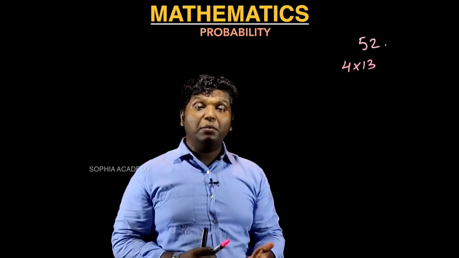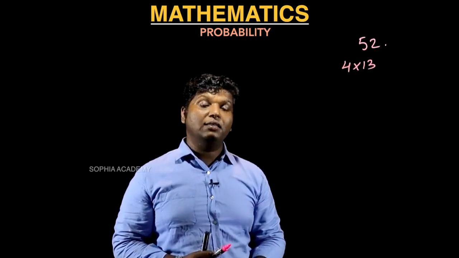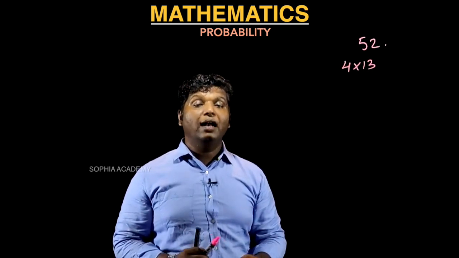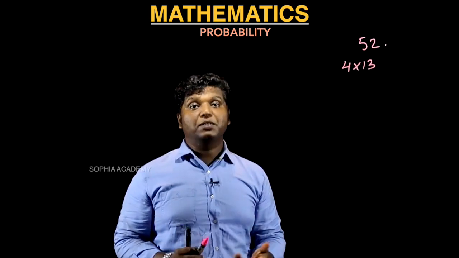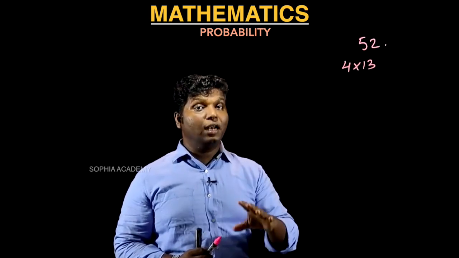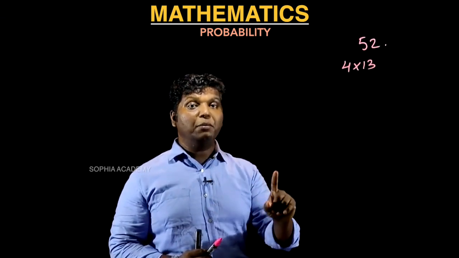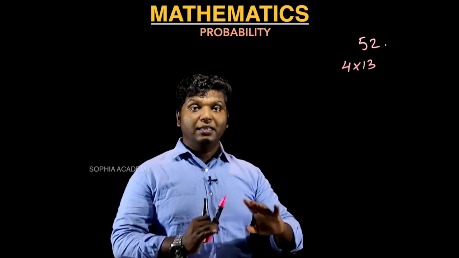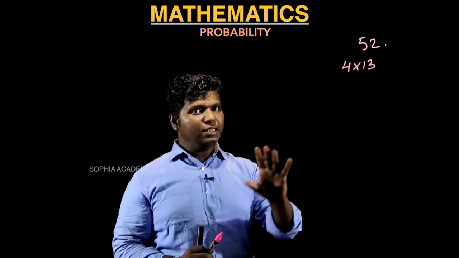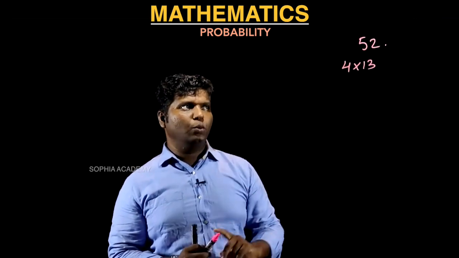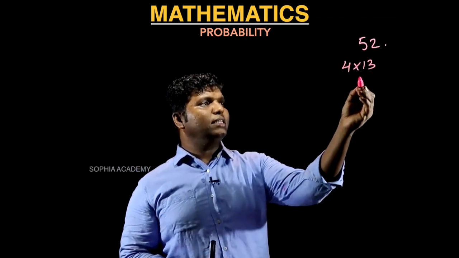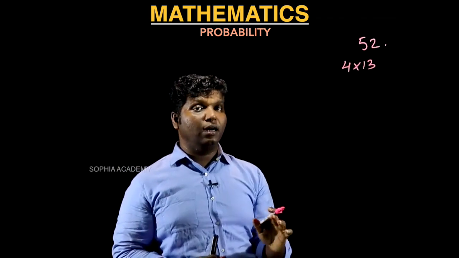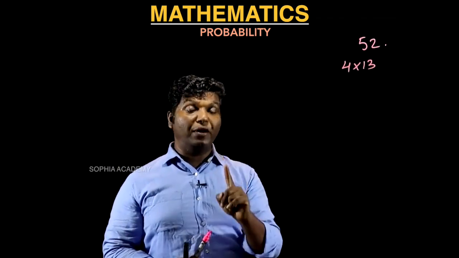So there are diamond cards, spade cards, heart cards and club cards. The spades and clubs are black in color. Diamonds and hearts are red in color. So this is the category, okay. Among these 13 cards, 3 of them are what we call the face cards.